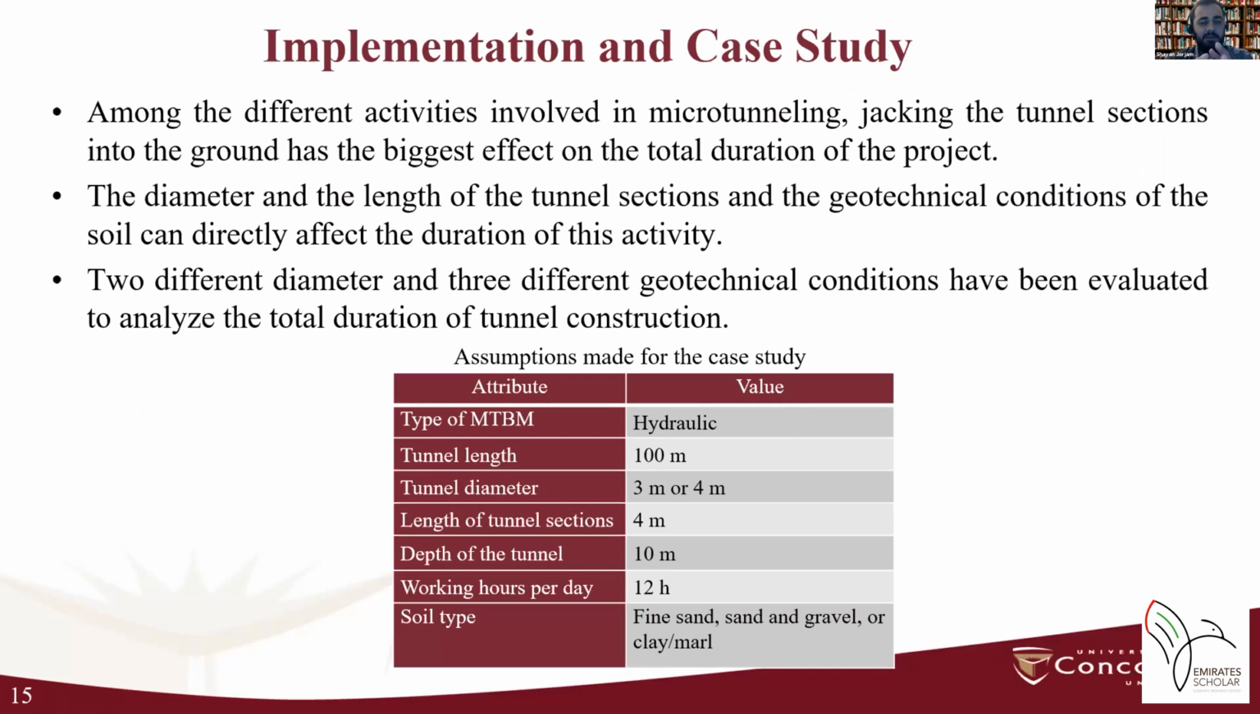Among the different activities involved in microtunneling, jacking the tunnel sections into the ground has the biggest effect on the total duration of the project. And the diameter of the tunnel, length of the tunnel sections, and geotechnical conditions of the soil can directly affect the duration of this activity. Therefore, we evaluated 2 different diameters and 3 geological conditions. In this table, we can see the other assumptions. And as I mentioned, we have 2 different tunnel diameters, 3 meter and 4 meter, and 3 different soil types, which are fine sand, sand and gravel, and clay and mud.